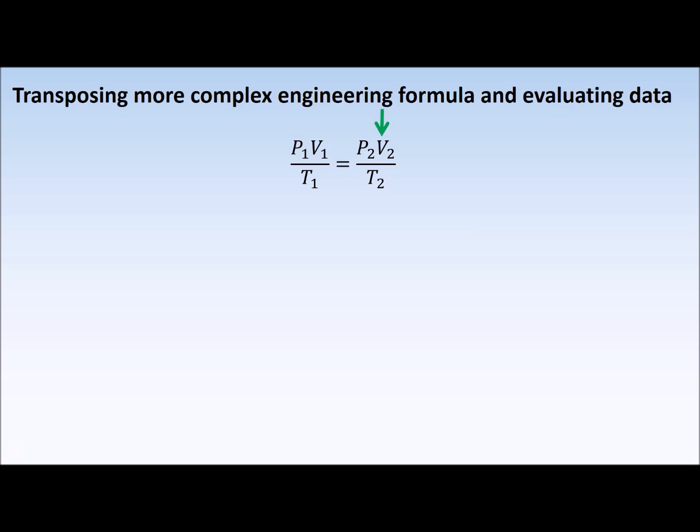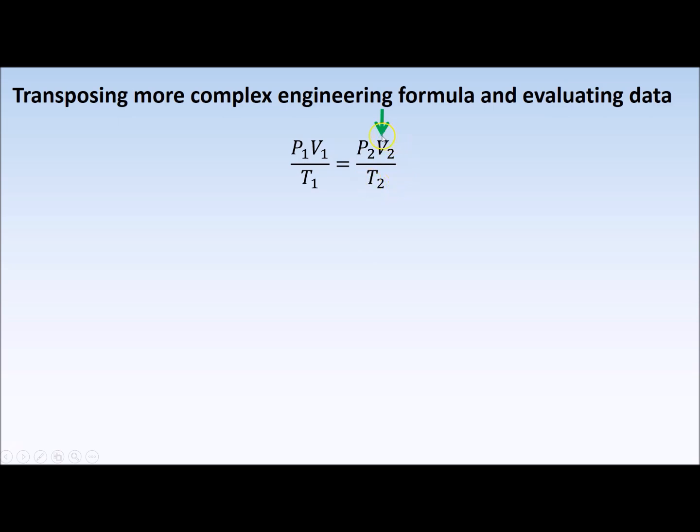In this example, we want to make V2 the subject. Let me just explain this formula a little bit. What we've got is two different states, an initial and a final. So for example, the initial pressure times the initial volume divided by the initial temperature is equal to the final pressure times the final volume divided by the final temperature.